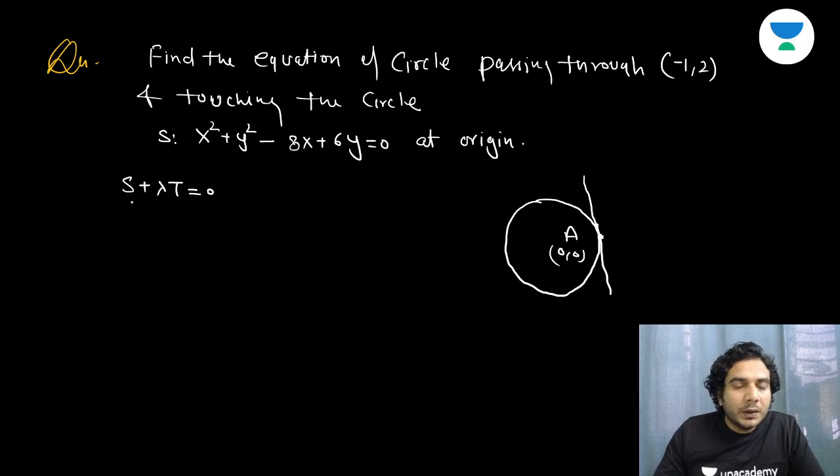So let's write T. At origin you need to write the tangent. So S is x square plus y square plus 6y minus 8x plus lambda times of, okay?